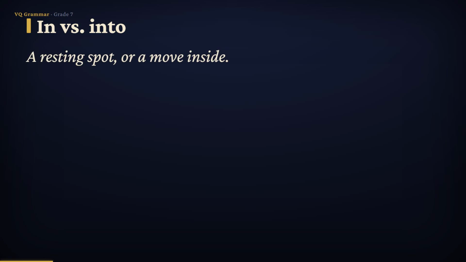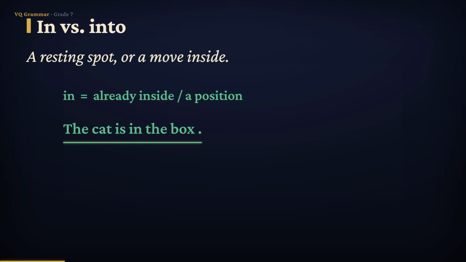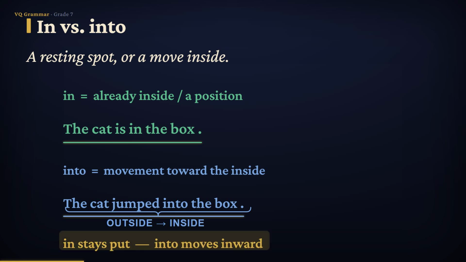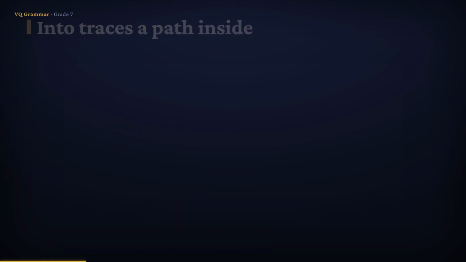Let's start with in versus into. The word in tells you position. Something is already inside, sitting in a spot. For example, the cat is in the box. The cat is simply resting there. Now, into is about movement. It points to motion toward the inside. For example, the cat jumped into the box. Here, the cat travels from outside to in. So remember, in stays put, while into moves inward.